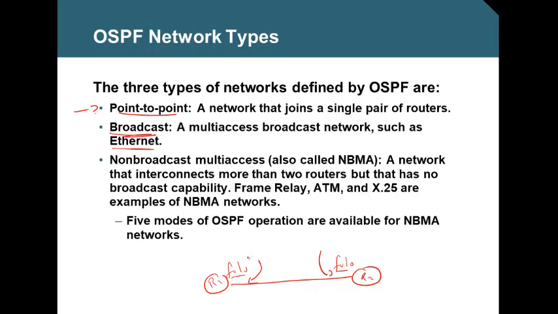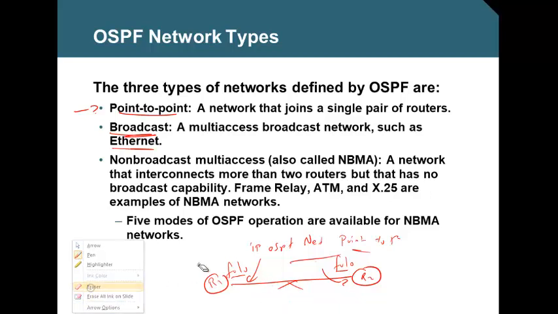By default, the priority is one, and there will be one DR and one BDR. To avoid this DR and BDR, either you can go to those interfaces and make the priority zero, or just configure the network type as point to point. That is the best option. Go to the interface and say ip ospf network type point-to-point. When you put this command, the priority will be automatically set to zero and there won't be a DR BDR election. Only the neighbor will come up. And it is good. You don't need DR BDR when you have only two routers.